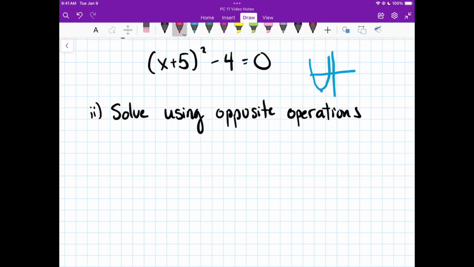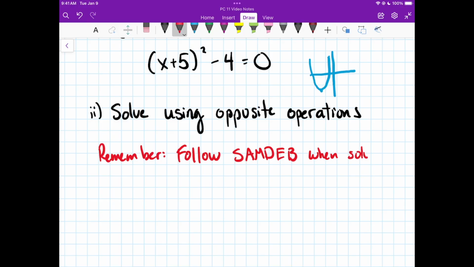So, quick refresher before we do that. Remember, when you're solving, you're not going to follow BEDMAS because you're not doing operations, you're undoing them. So to undo operations, we're going to go opposite of BEDMAS, which is SAMDEB. We're going backwards. So follow SAMDEB when solving, but only when solving.